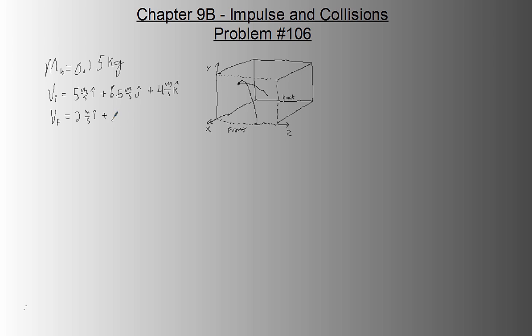So anyway, 3.5 in the j direction. Whoops, I caught myself, I almost hit undo. That's bad. Minus 3.2 meters per second in the k direction. Alright, part A.